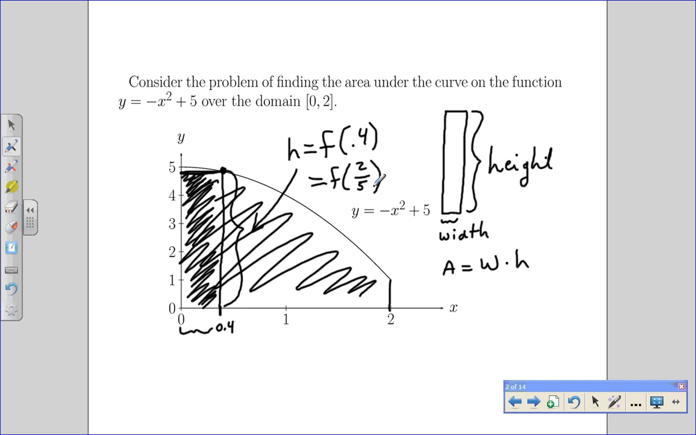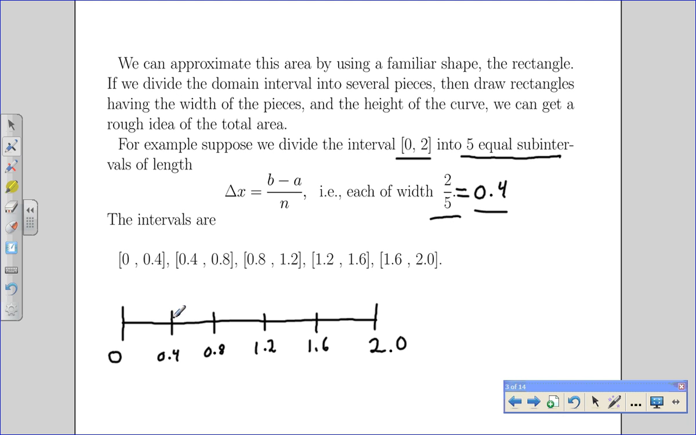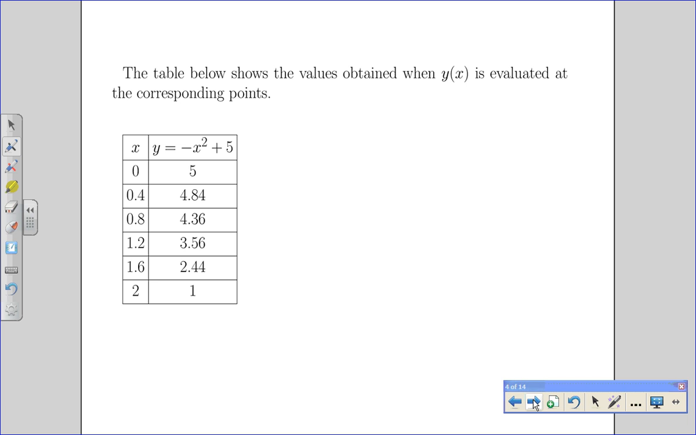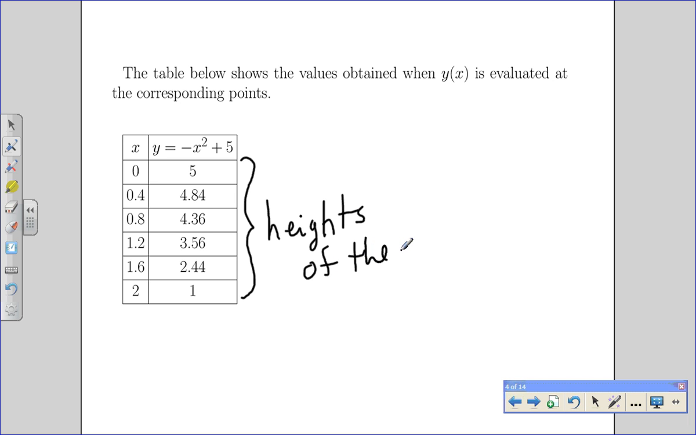So if I'm going to chop this up into a bunch of pieces, I need to know the height of each of the pieces. And each of those heights is going to be a function value. In fact, it's going to be a function value at each of these points, 0.4, 0.8, 1.2, 1.6, and 2. And so I'm going to calculate all of those numbers. These numbers in this table are the heights of the rectangles.